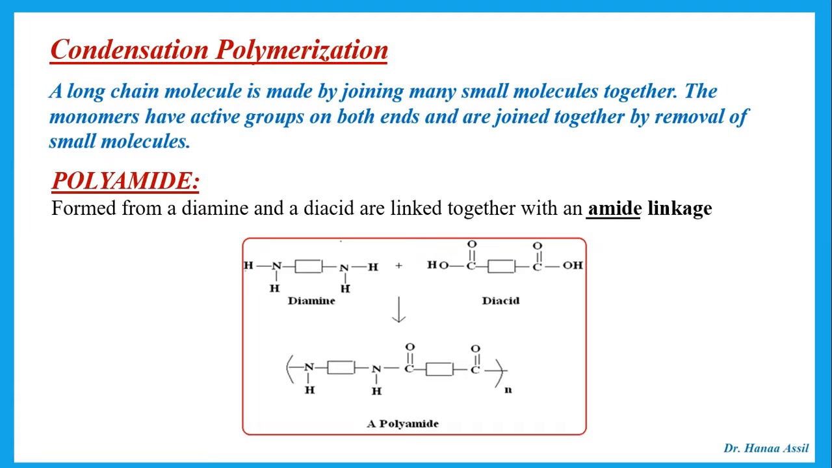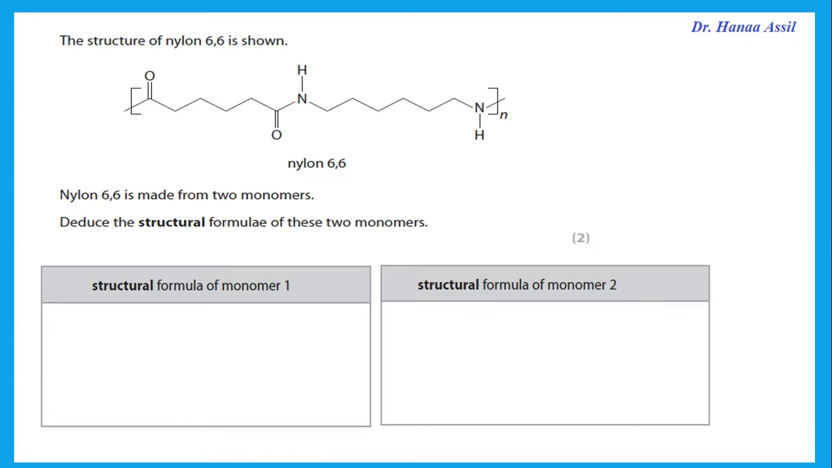If we're talking about polyamides, then they're formed from diamine and diacid, and they are joined together by an amide. So, for example, this is the structure of nylon 66, and we're asked to deduce the structural formula of the monomers from which this polymer was made. And notice that it is drawn up there as a skeletal formula, but they're asking for the structural formula.